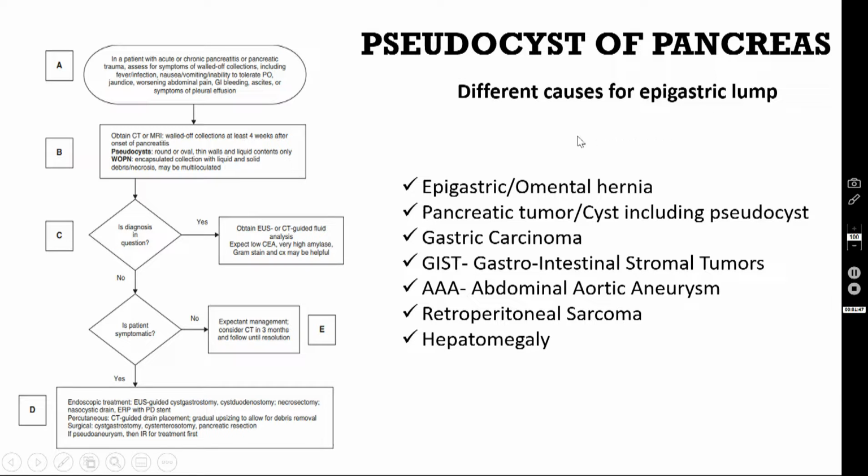So what are the different causes for the epigastric lump? It could be an epigastric or omental hernia, any pancreatic tumor including the pseudocyst, gastric carcinoma, GIST or gastrointestinal stromal tumors affecting the stomach mainly, and the AAA, that is abdominal aortic aneurysm, any retroperitoneal sarcoma, and hepatomegaly, especially of the left lobe of the liver.